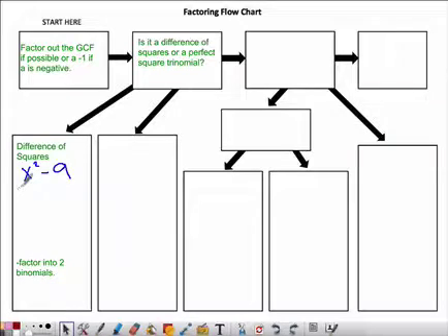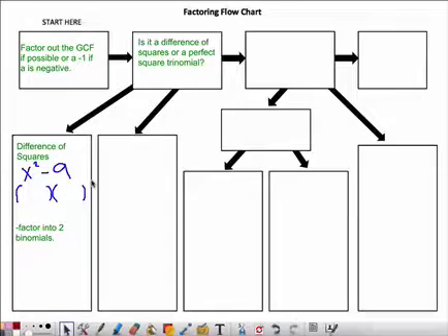I wrote it down here so that way I have room to actually factor it here. I might even move it up some. That's all the space I'm going to need. Okay, so factor into two binomials. So I set that up. These are going to have my binomials in them.